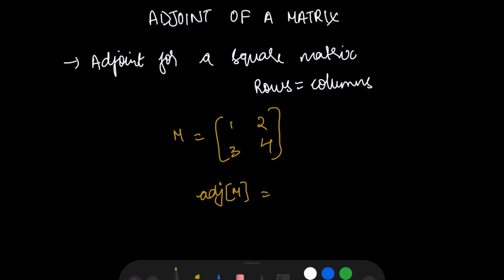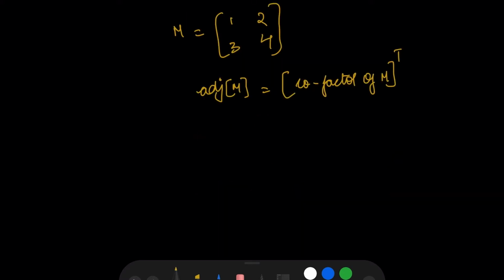Which is equal to the transpose of the cofactor matrix. So if you find the transpose of the cofactor matrix, then that will be the adjoint of the matrix M. Let us find the adjoint for this 2 cross 2 matrix. So let us write the matrix again. Matrix M is equal to 1, 2, 3, 4.